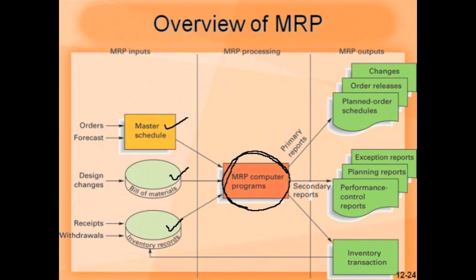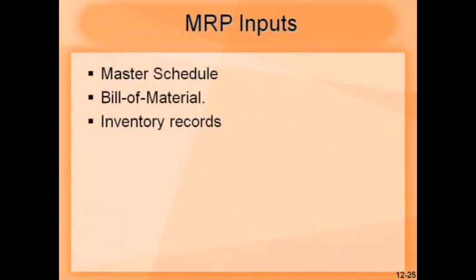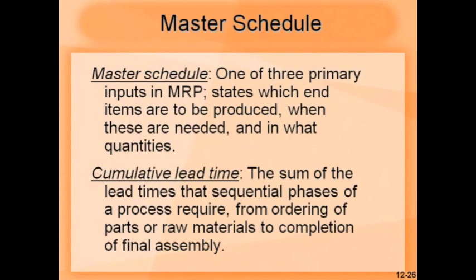Now, MRP gives broadly two types of reports. One is primary and the other is secondary. In primary reports, you have planned order schedules, and in the secondary, you could have performance control reports and inventory transactions. We'll talk about these in more detail. So coming to the inputs, as you know, there are three key inputs: master schedule, bill of material, and inventory records. Let's look at the first one.